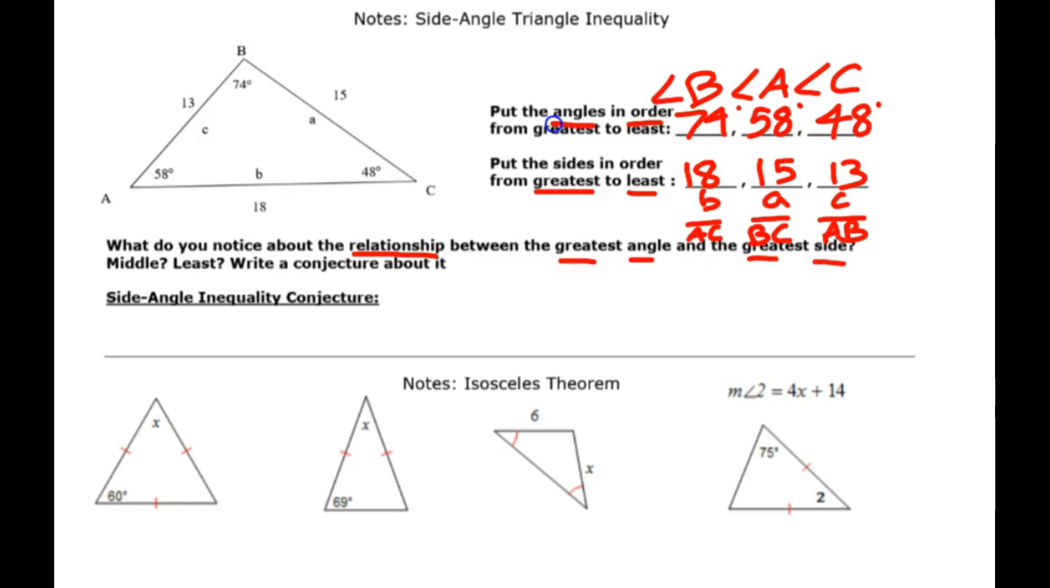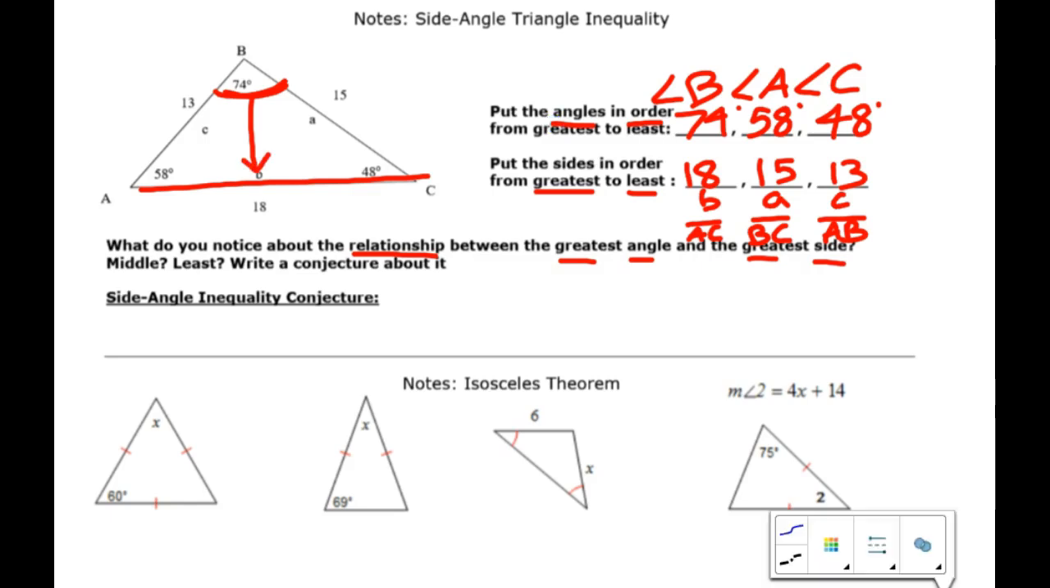So again, what was the greatest angle? 74 degrees. And what was the greatest side? 18. What's the relationship between those? Are they next to them or across from it? Across from them. Thank you so much. The biggest angle is across from the biggest side. Let's see if it continues to do that, right?